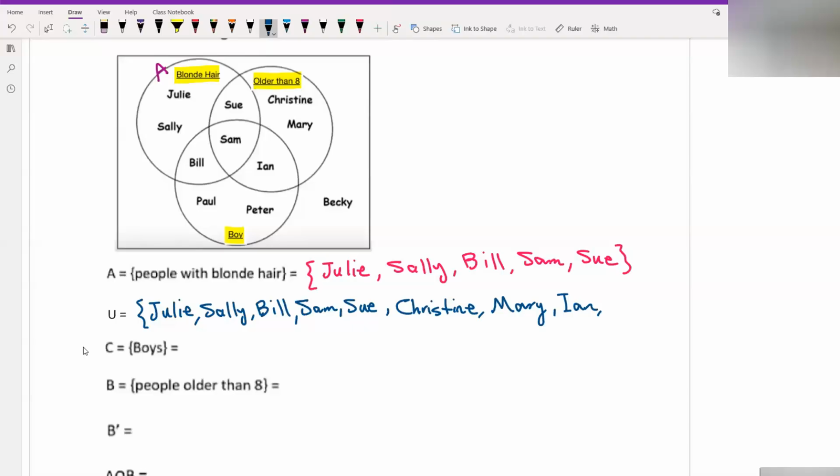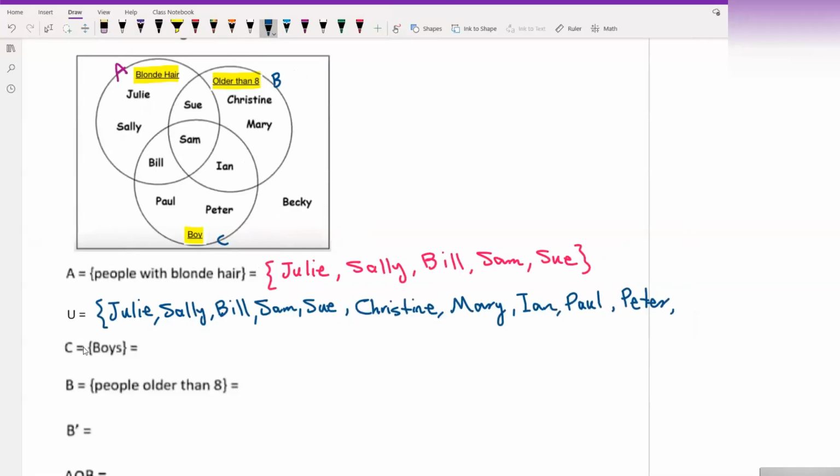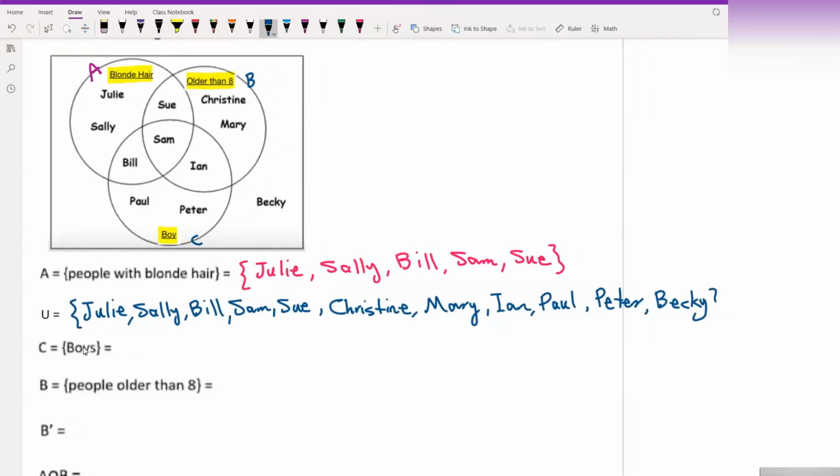And the next one is this one is C, and this is B. The next one is what we have in this circle for boys. We already have Bill, Sam, and Jan, and what's left is Paul and Peter. So we should have all of these. Last one too.